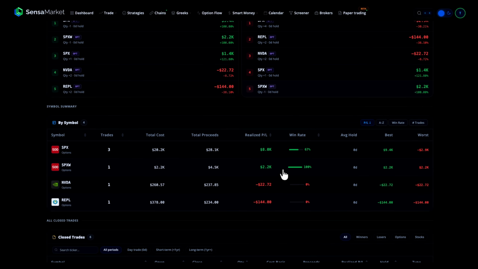The Symbol Summary makes it easy to spot what's really working. Sort your trades by P&L, win rate, trade count, or alphabetically to quickly identify your strongest and weakest tickers.